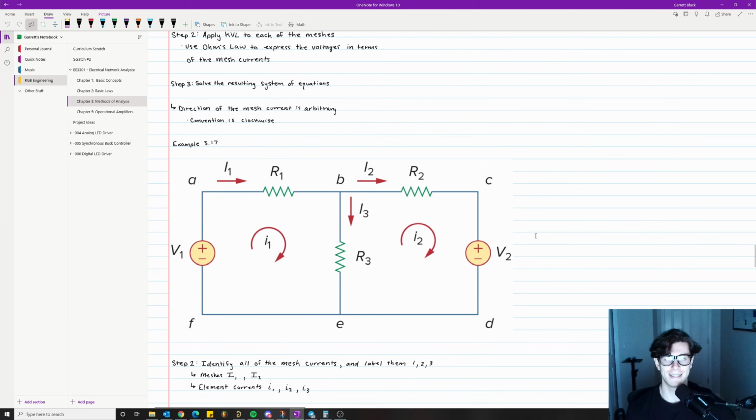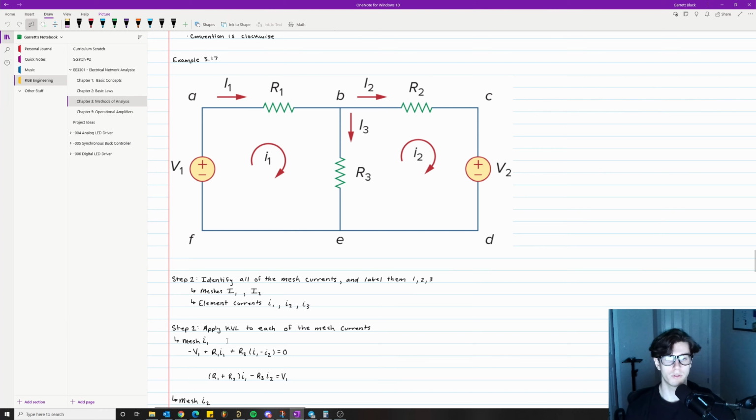Let's take a look at this example now. Step 1 is identify all the mesh currents and label them 1, 2, 3, and so on. In this circuit, there are actually only 2 meshes, which is this one right here and this one right here. We also want to label the element currents, just like in the previous method. You want all the element currents labeled on your circuit for convenience, so you can keep track of everything. So you have I1, I2, and I3 right here.